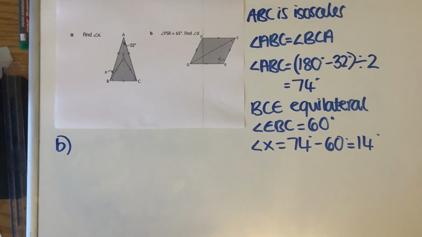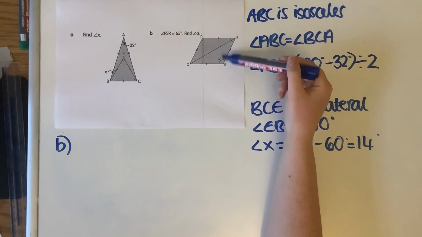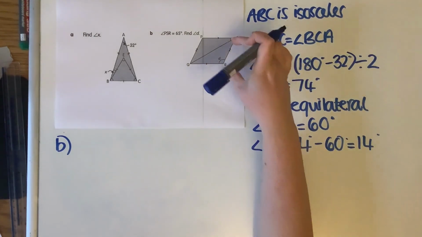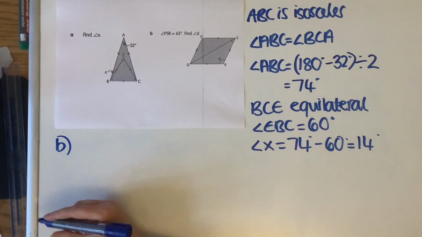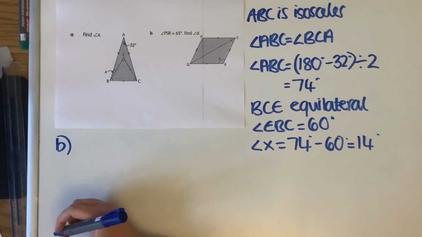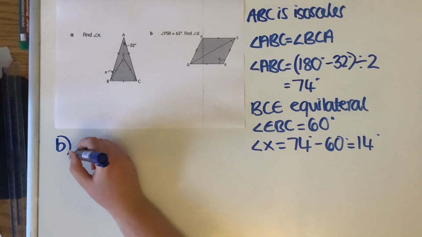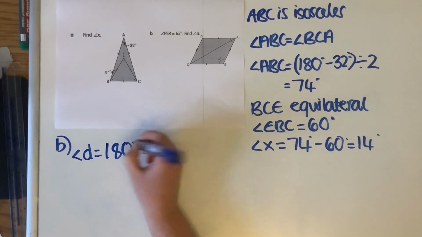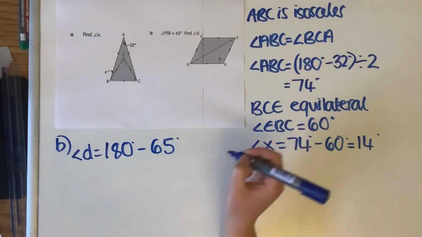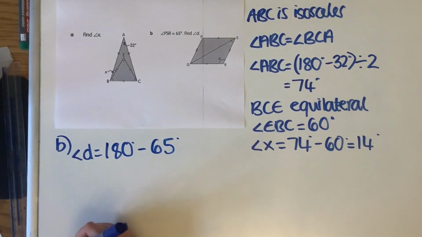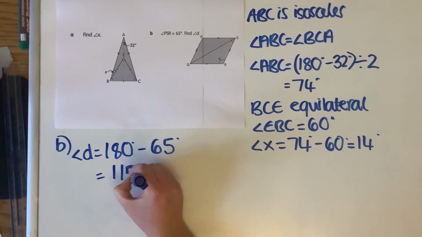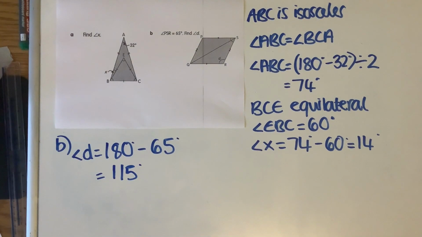If I think back to our learning from this week, I know that these two angles, when added together, equal 180 degrees, because they're a pair of angles between two sets of parallel sides. So what I simply need to do to work out angle D is do 180 degrees subtract 65 degrees, because I know that this angle here is 65, and 180 subtract 65 is 115 degrees. So angle D equals 115.